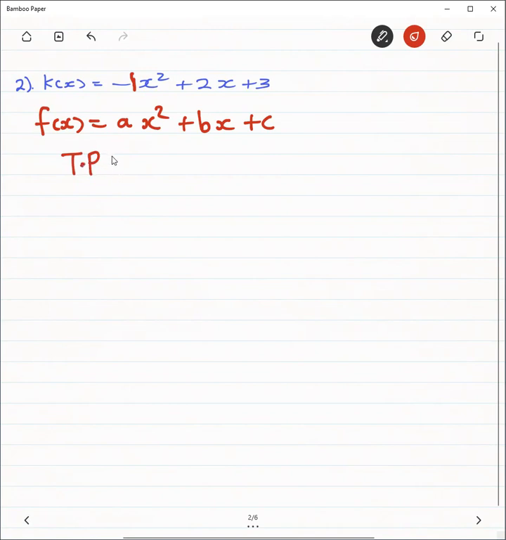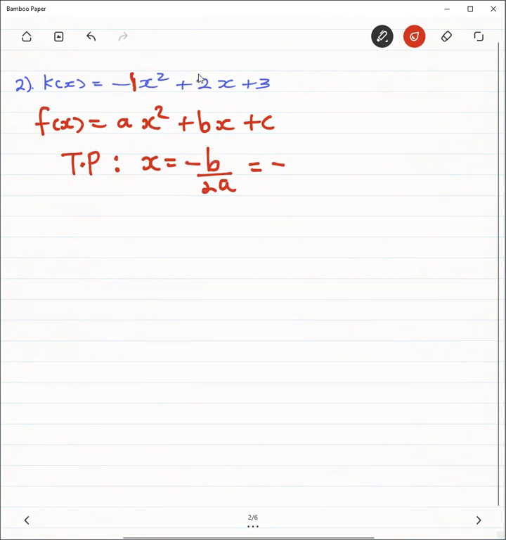Okay. So the turning point, the x value on the turning point, which we said is the axis of symmetry. So the axis of symmetry is basically given by -b over 2a, which is equal to, I'm going to substitute. There's a negative. What is my b?